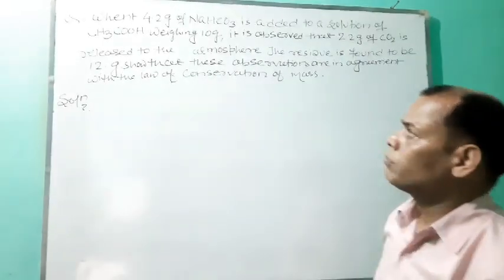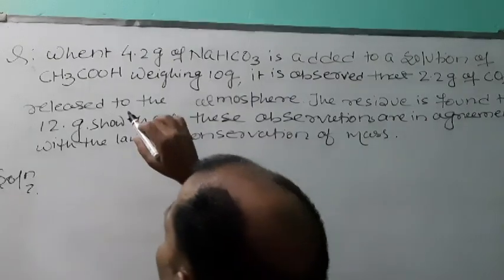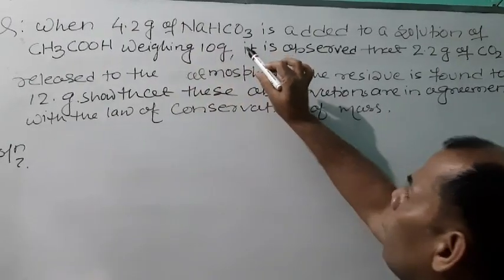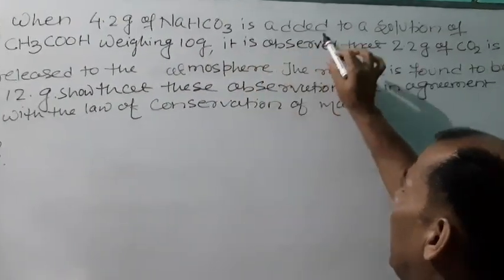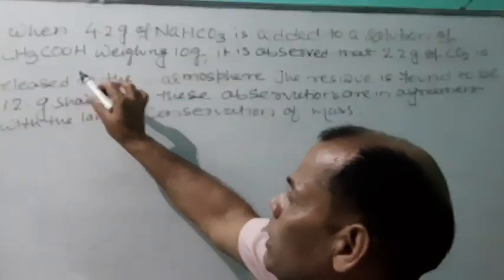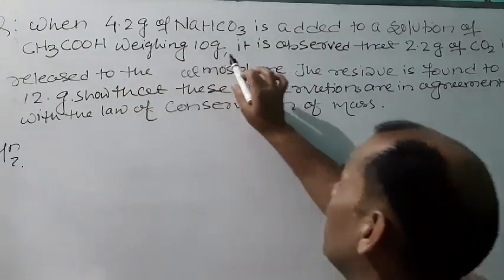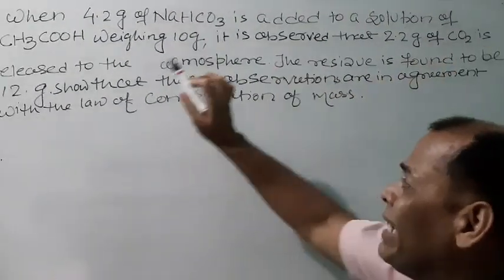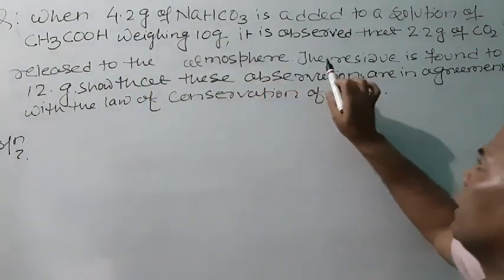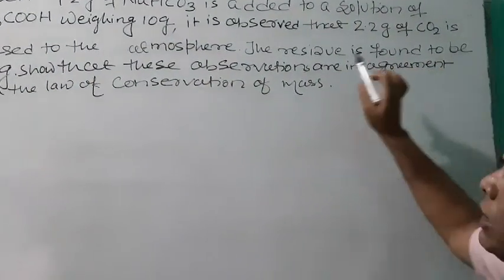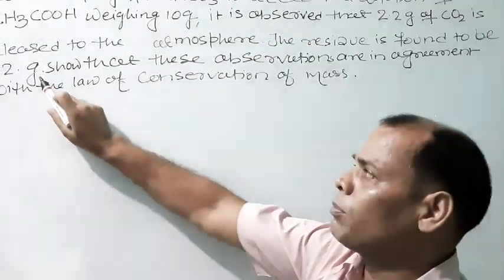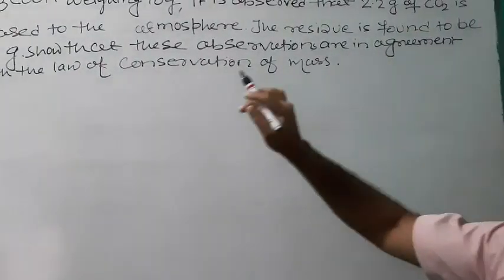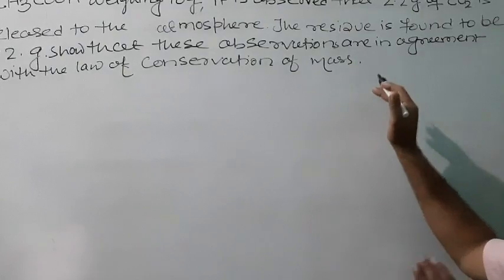Now next question. When 4.2 gram of NaHCO3 is added to a solution of CH3COOH weighing 10 gram, it is observed that 2.2 gram of CO2 is released to the atmosphere. The residue is found to be 12 gram. Show that these observations are in agreement with the law of conservation of mass.